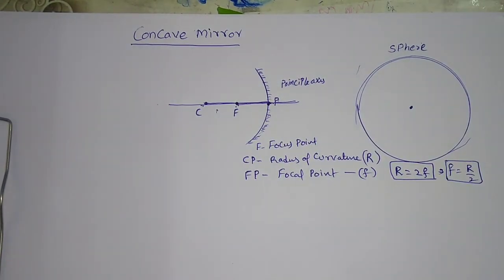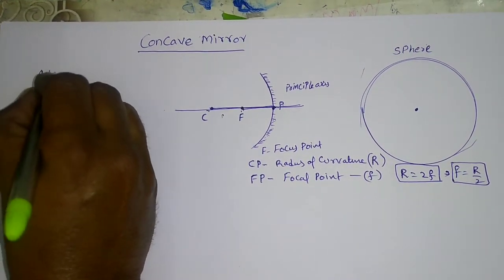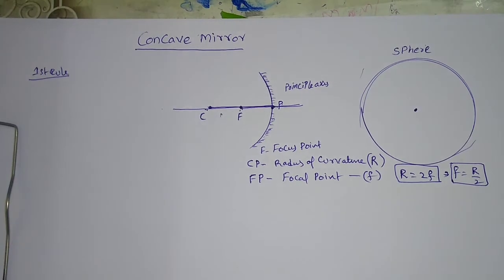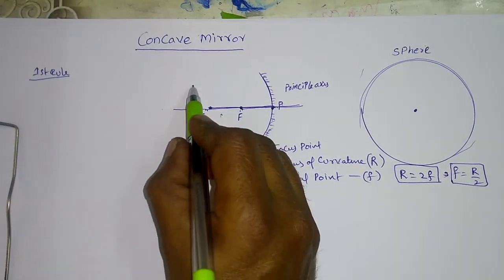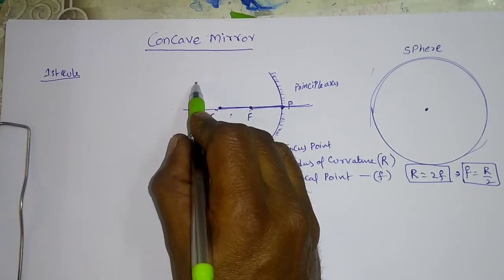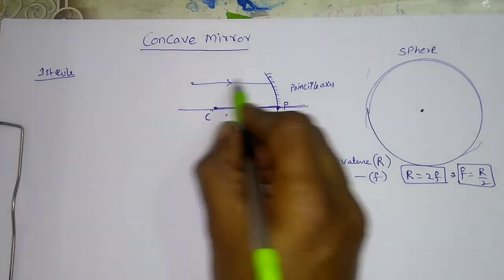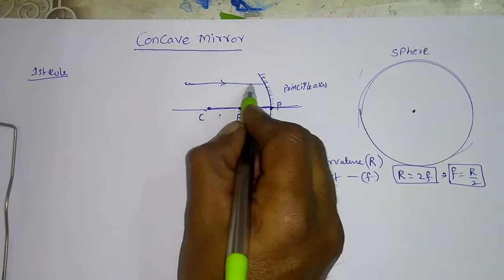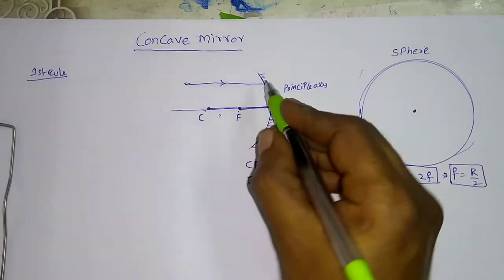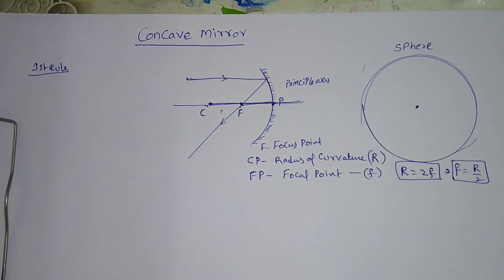Now, first of all, you have to know the rules for the formation of an image. The first rule, rule number one: when a ray falling on the concave mirror is parallel to the principal axis, this is the incident line, then this ray should pass through the focus point. This is rule number one.